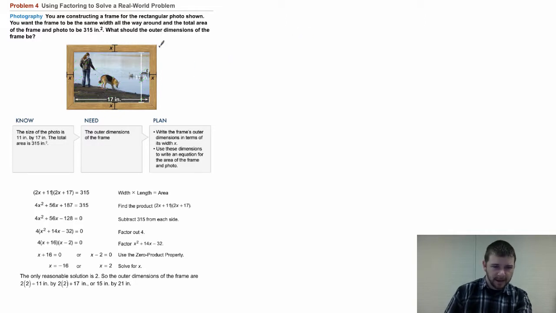So, the height of the photo is 11 inches. If we're going to add a frame of width x, or x inches, then note the height of the frame and photo would be 11 plus 2x inches. Something similar for the width, 17 plus 2x inches.